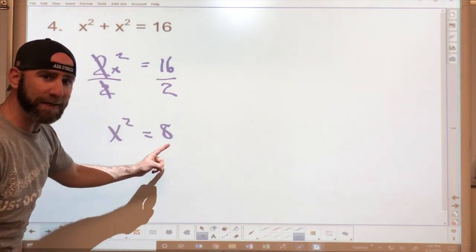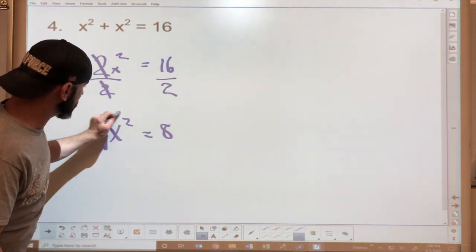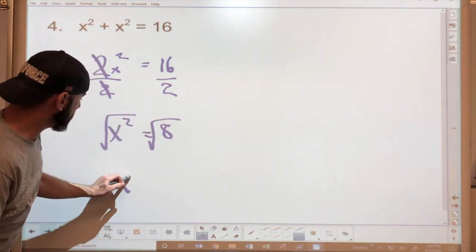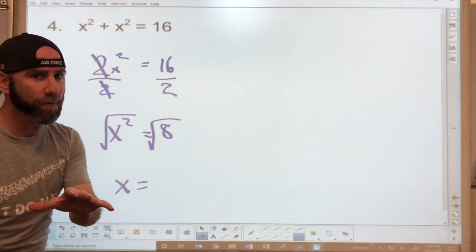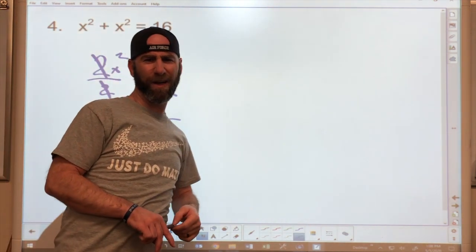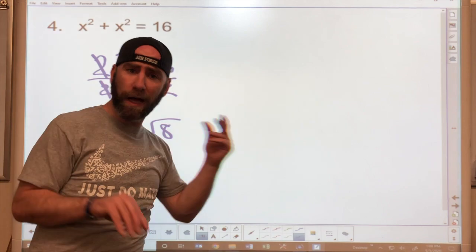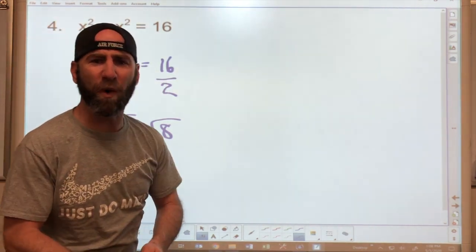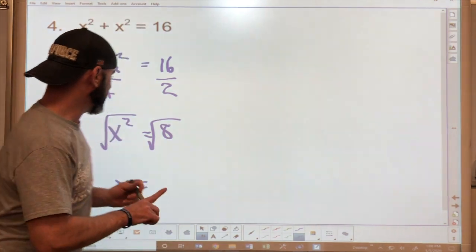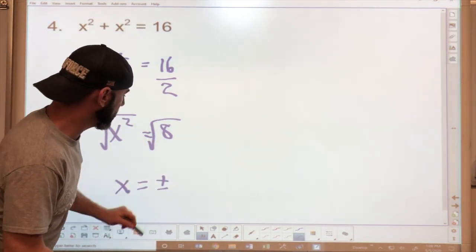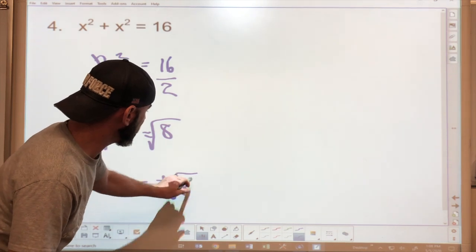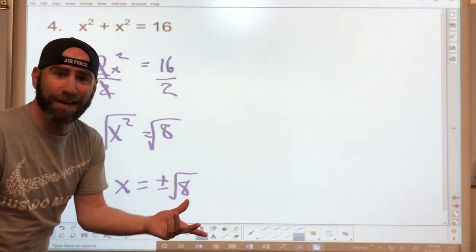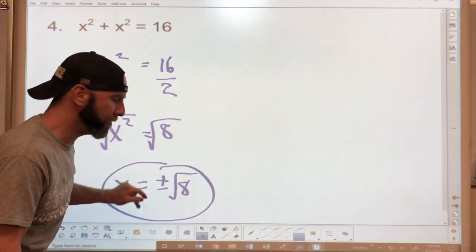And then the final step is to square root both sides. So x equals, now this is wild. This is not 4, so be careful. What is the square root of 8? Well, we don't know it off the top of our heads because it's like 2 point blah, blah, blah. So we'll write the answer like this. Plus or minus, don't forget plus or minus, the square root of 8. We just leave it as square root of 8. And that is our final answer right there.